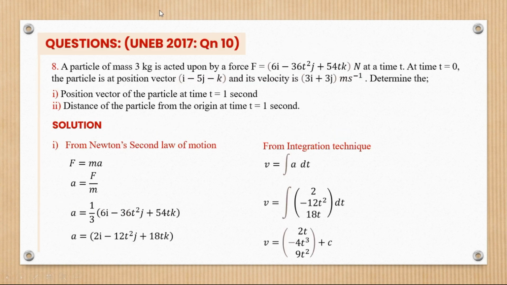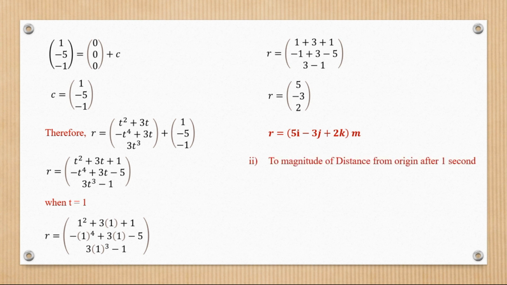And then next, we're being told to find the distance of the particle from the origin at time t equals 1 second. Now that we know the position vector, we can find the distance. So for part 2, to find the magnitude of the distance from the origin after 1 second, I'll have it this way. I have the square root of 5 squared plus negative 3 squared plus 2 squared, which is root of 38, which is 6.164 meters. And that is the magnitude of the distance from the origin after 1 second. That is what they wanted.